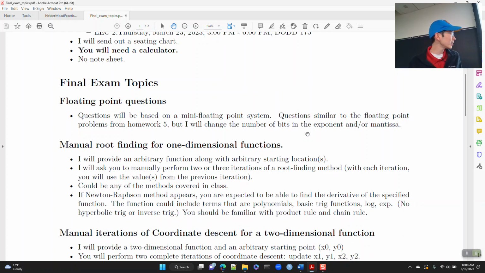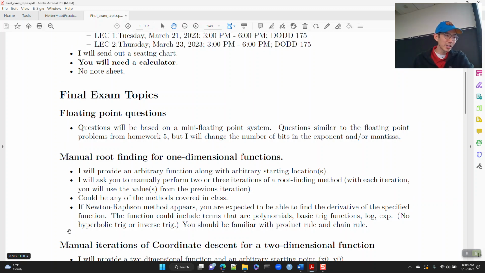Okay, so these are the topics. Basically, each one of these headings will be a problem, and so you'll have some floating point number questions, okay? I'll ask questions based on some kind of miniature floating point system. It'll be a lot similar to the floating point questions from homework 5, but I'll just change the number of bits in the exponent or the number of bits in the mantissa, and I'll ask questions based on that.